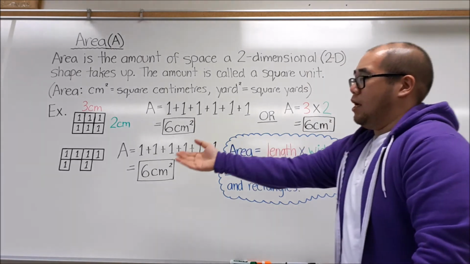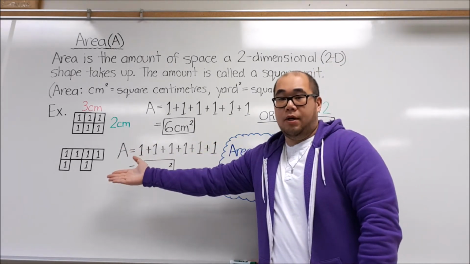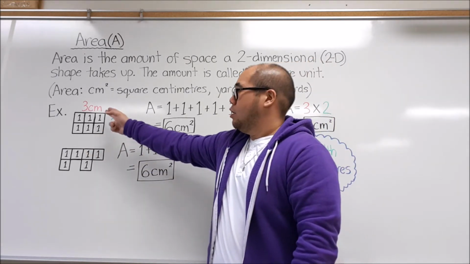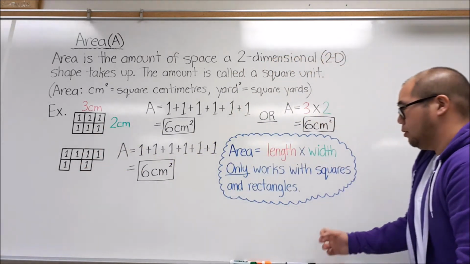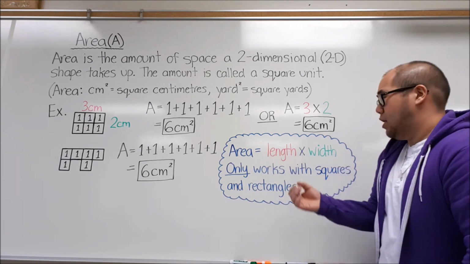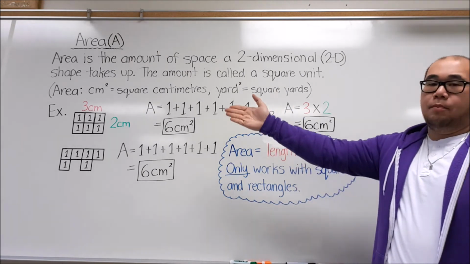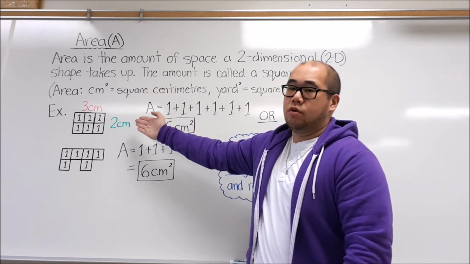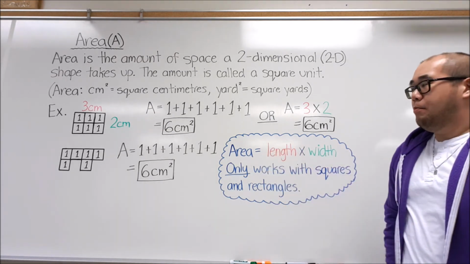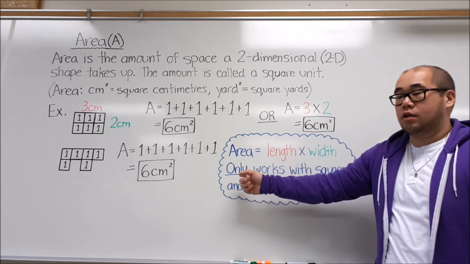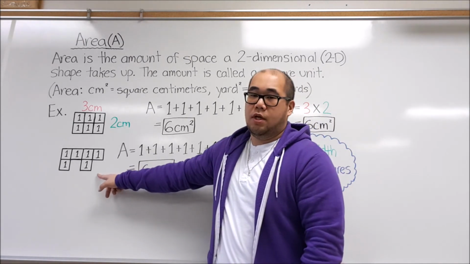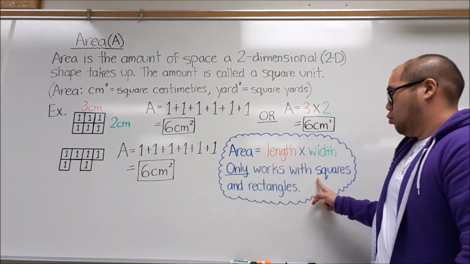But I mentioned we can't do 3 multiplied by 2 here because it's not a shape that has 4 equal sides. Well, this balloon right over here mentions there's a very common formula you could use to find area. You would take the length times the width. In the first example, the length was 3 centimeters and the width was 2 centimeters. So length times width, and that should give you the area of that 2D shape. But, however, this formula only works with squares and rectangles. It wouldn't work with this shape here. Only with squares and rectangles.